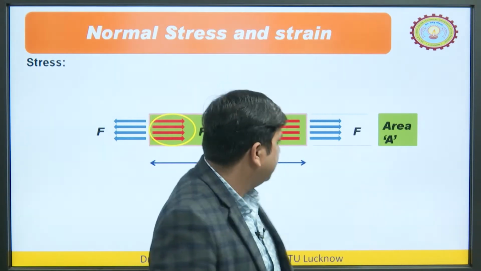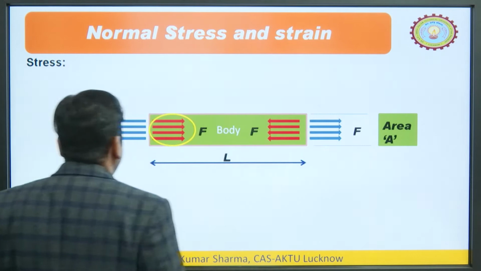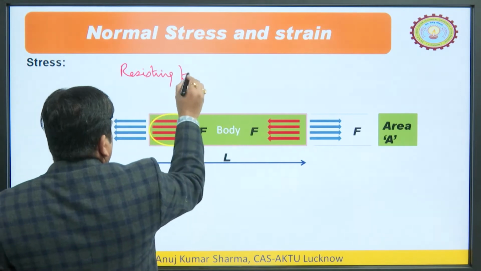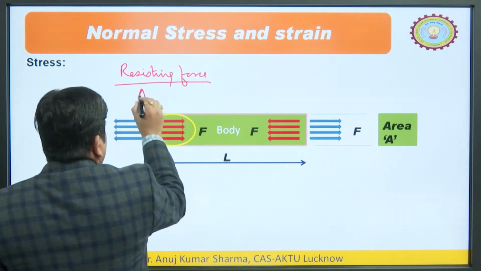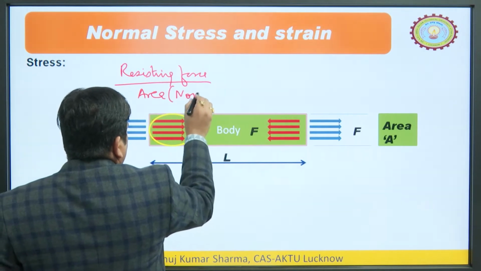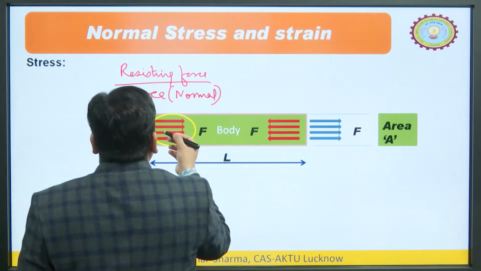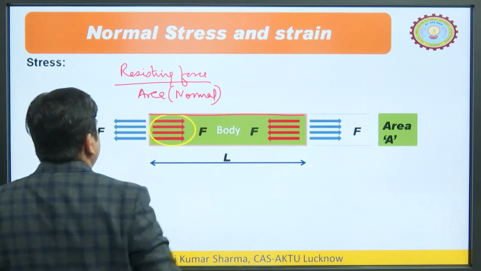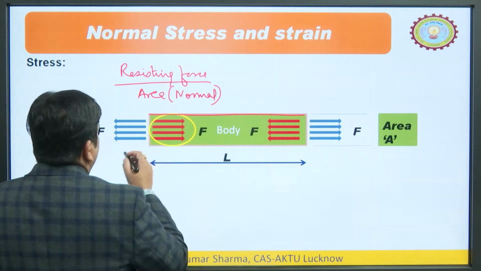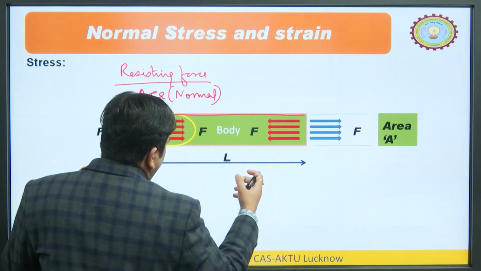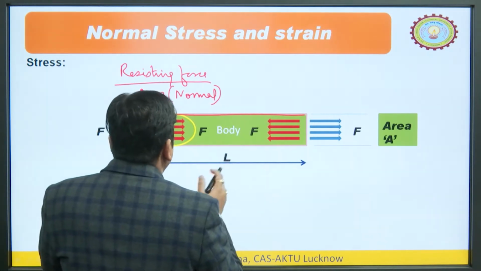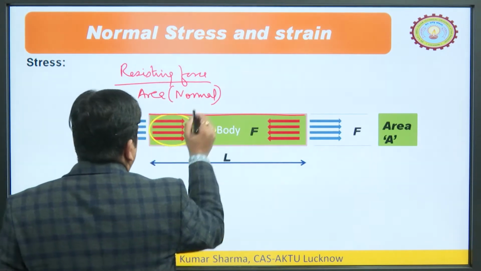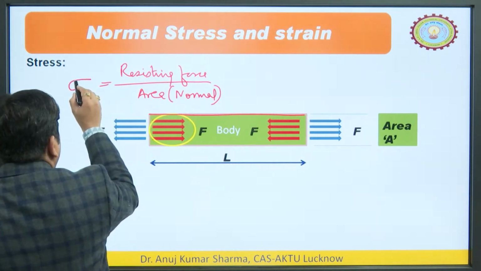So, we know that this is the normal stress. Stress means the resisting force divided by area. Which area? It is the normal area, then it is known as normal stress, and if it is the shear area, or we can say the parallel area, then we call it the shear stress, right. So, if we try to elongate any body and the body generates a resisting force inside the object, then that resisting force per unit area is known as the stress, and it is represented by sigma.